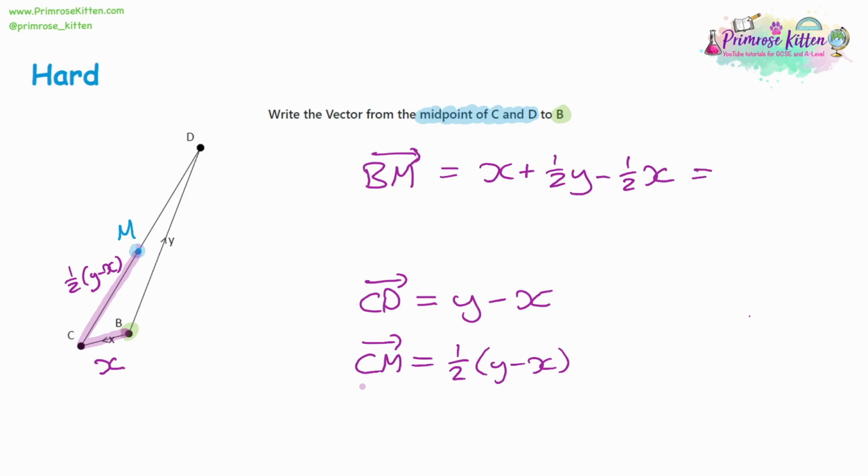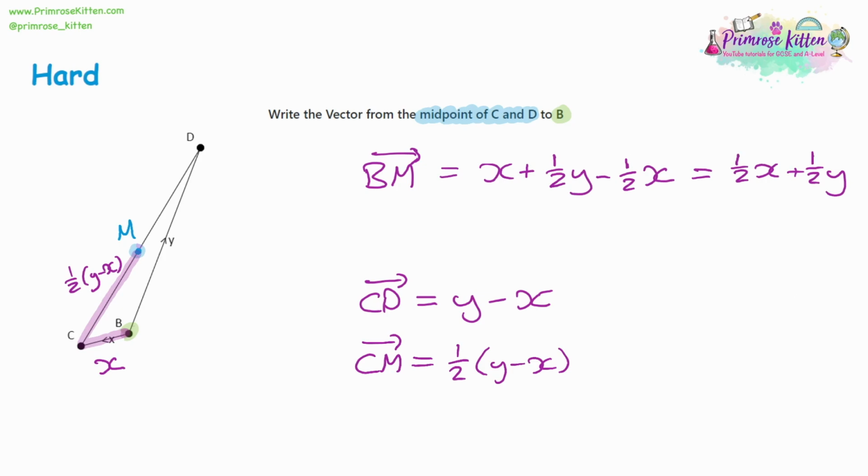All we need to do now is collect up the X terms. X take away a half will give us a half. So it's half X plus half Y. So the thing to learn here is, if there's no way to avoid going down a line you can't go, like C to D is not labelled as a vector, then what you can do is try and work out C to D first, using other vectors, and then coming back to it.